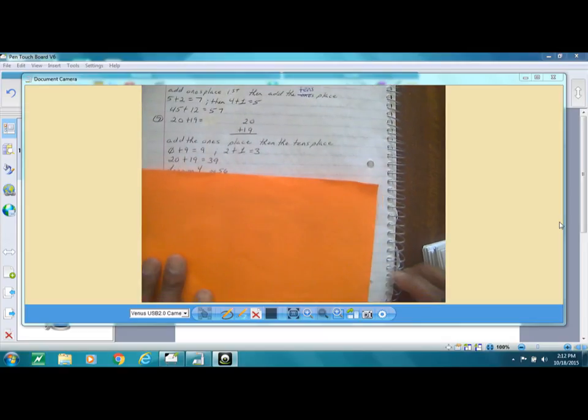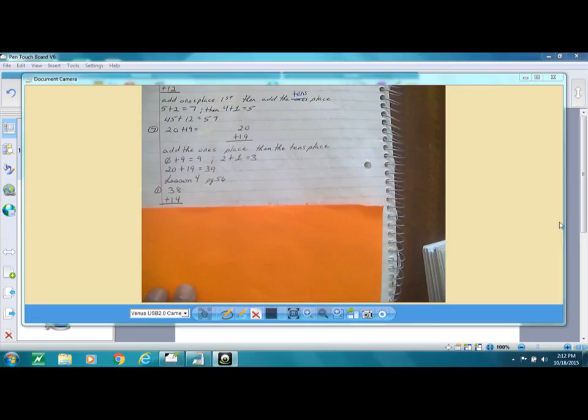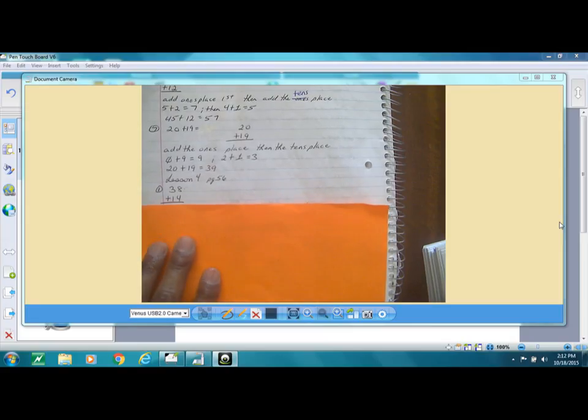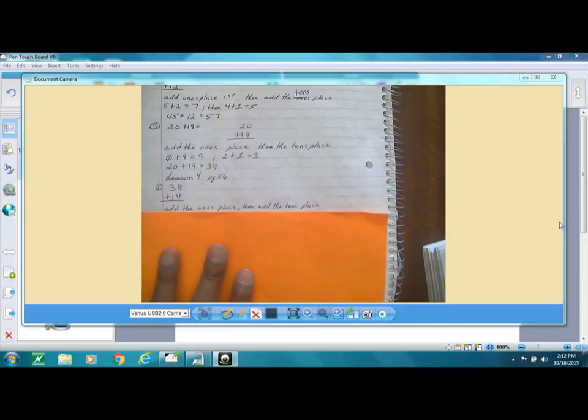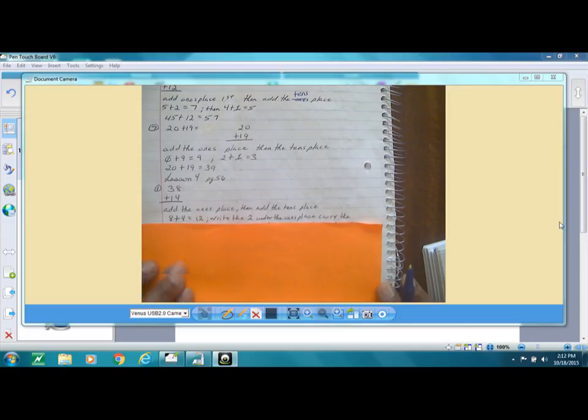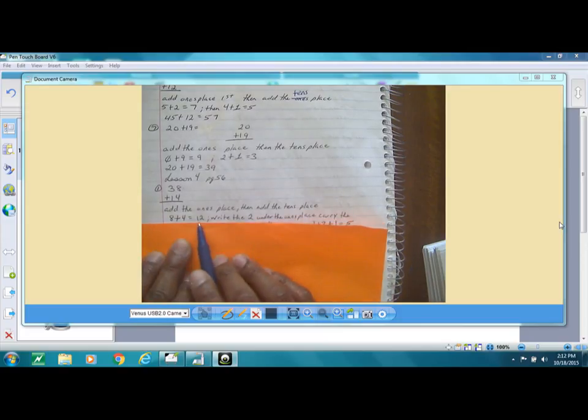Now we're looking at lesson 4. Lesson 4 is going to be addition with regrouping. Following the same steps, except we're going to have to regroup. And when you regroup in addition, that means you're going to carry an extra number over to the next place. So when we do 38 plus 14, we add the ones place, then you add the tens place, just like the previous problem. 8 plus 4 equals 12.